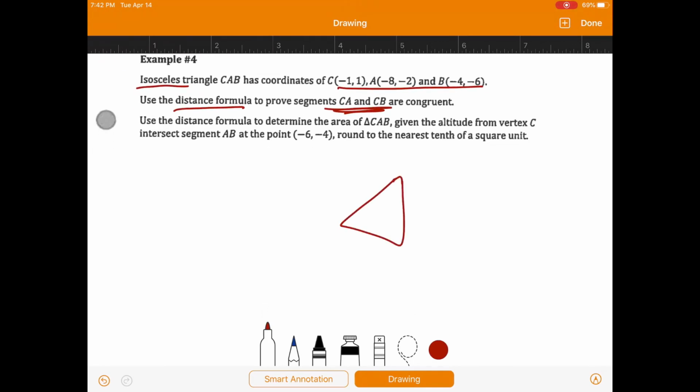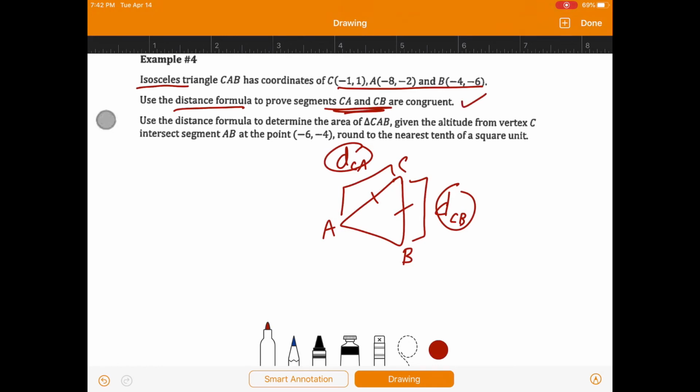Whenever you have an isosceles triangle and 2 sides are the same, in this case we've got CA and CB, so we want to prove that this is the same length as this. So you're going to use the distance formula to find the length of CA, and the distance formula to find the length of CB, and you're going to just prove that they're the same length. That just means that whatever your answer is for one of them is going to be equal to the answer for the other one. And that's going to answer this first part.